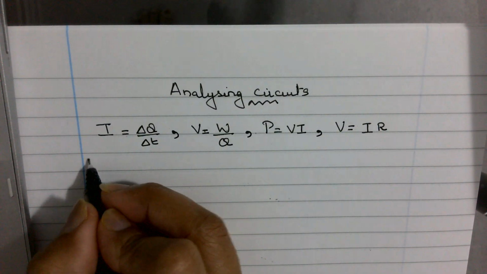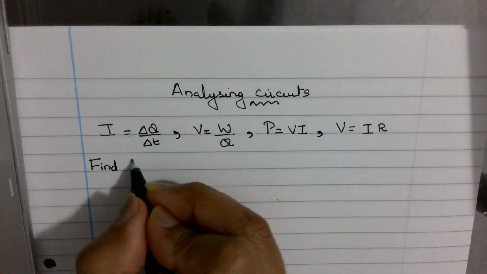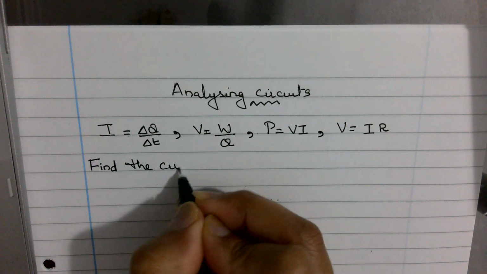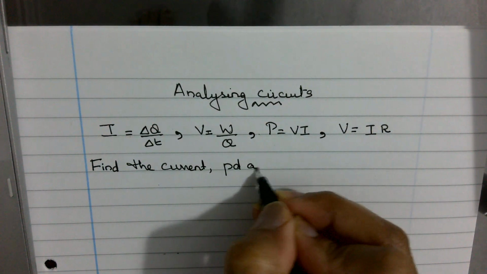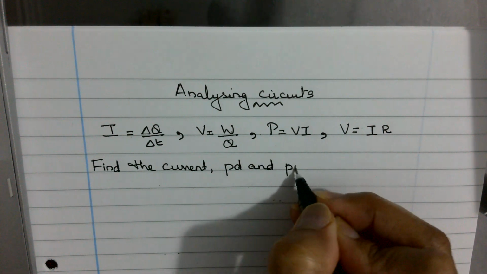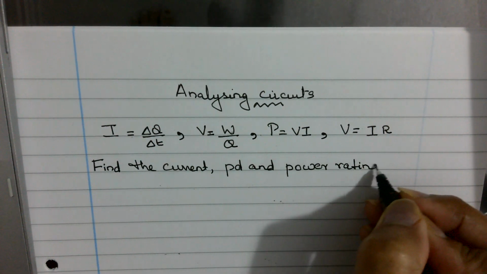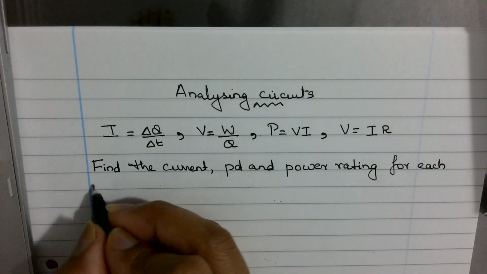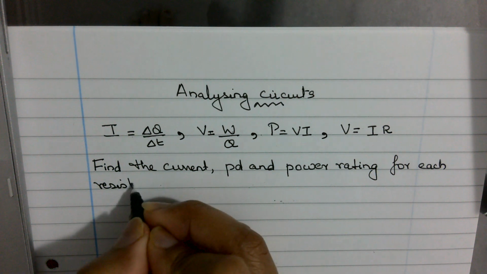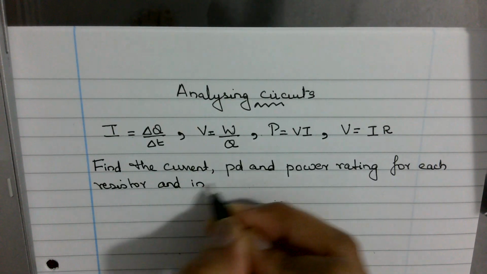Basically, in all the questions we are going to see, we are going to find the current, the PD and power rating for each resistor and in total.